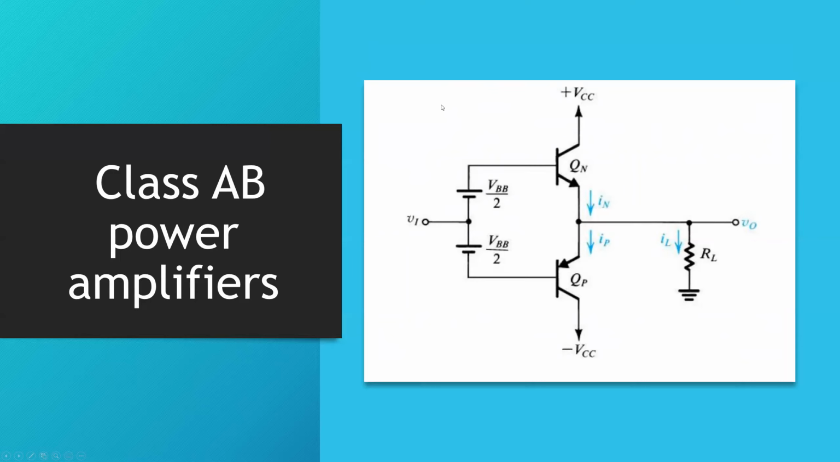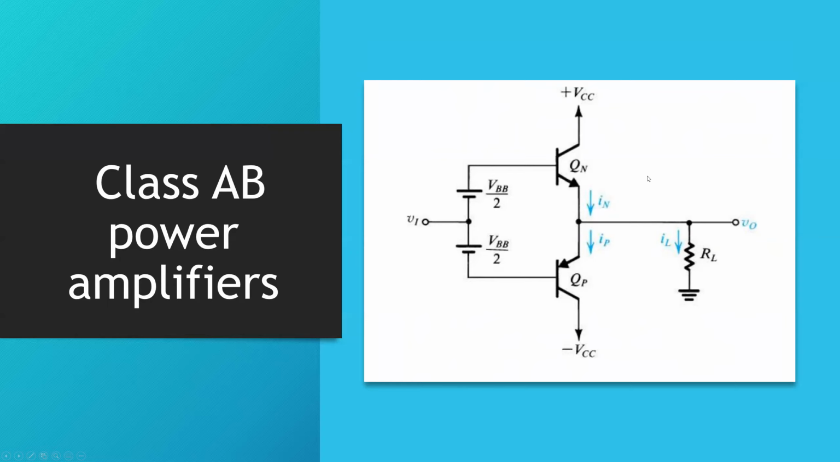Because in class B, it needed to move from 0 volts to 0.7 volts, and this takes time and makes the signal distorted. So with this solution, we improved the crossover distortion by much. It is not completely removed, but it's much better compared to class B. But this configuration is considered very ineffective. Why? Because we have 1, 2, 3, 4 batteries. So this is very ineffective and costly.